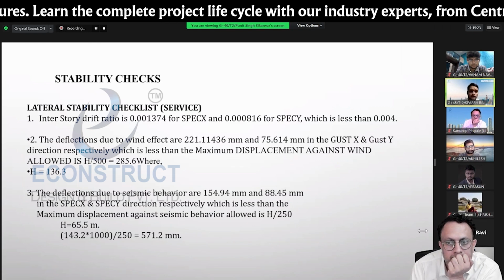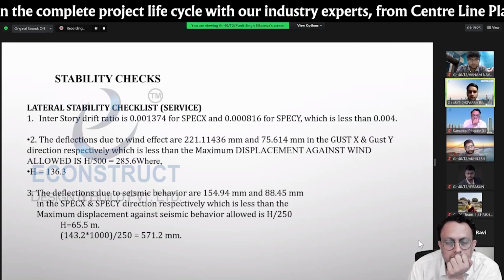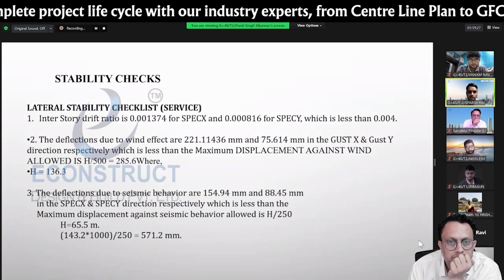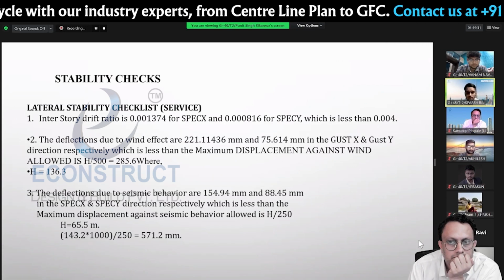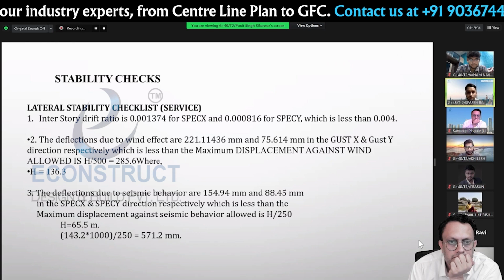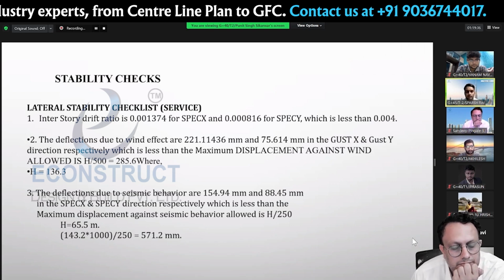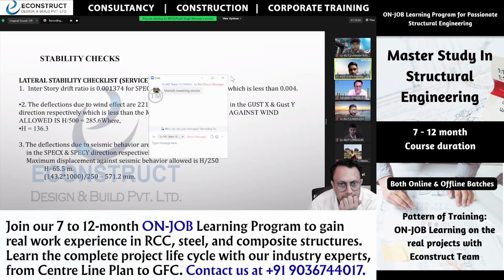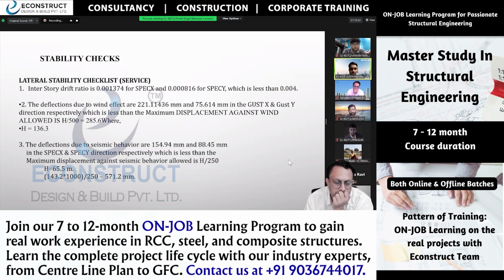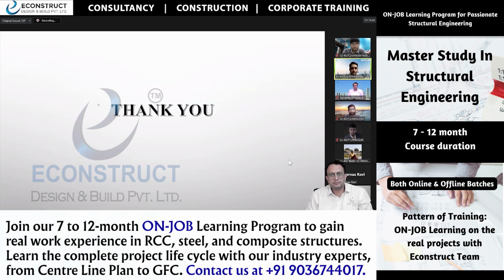Next slide, please. In the stability checks for the service model, the interstory drift ratio is less than 0.004, and the deflection due to wind effect is coming around 221.11, and it should be less than 285, so it is well within the limits. Earthquake deflection is also well within the limits. Next slide. Thank you so much.